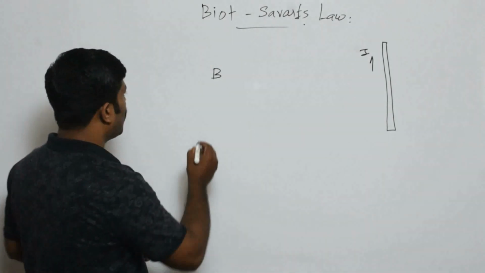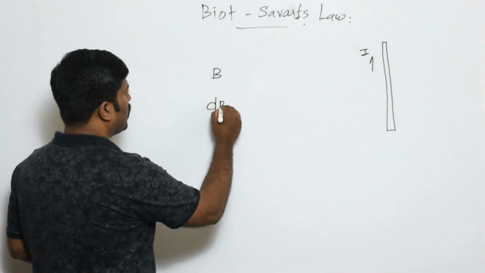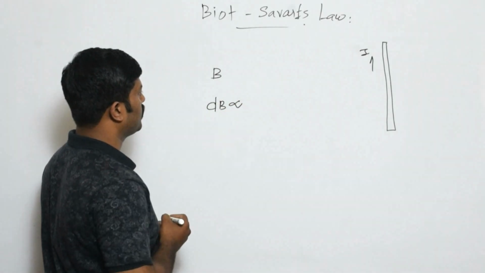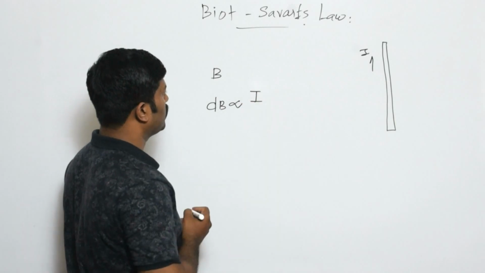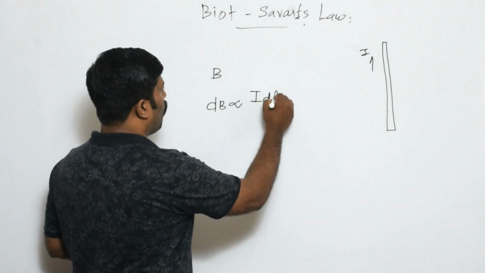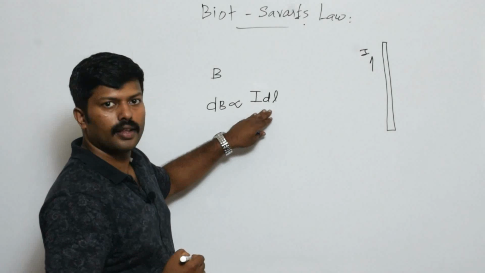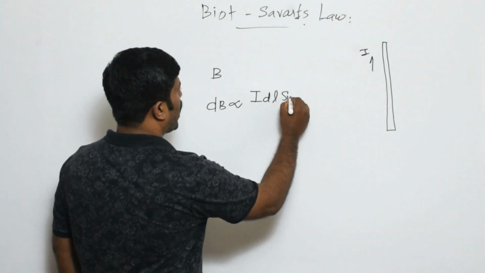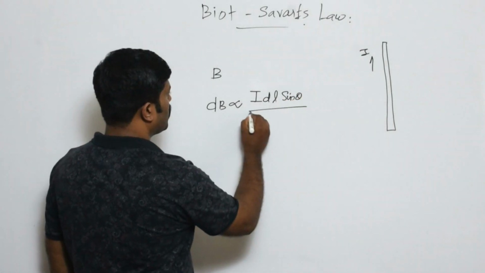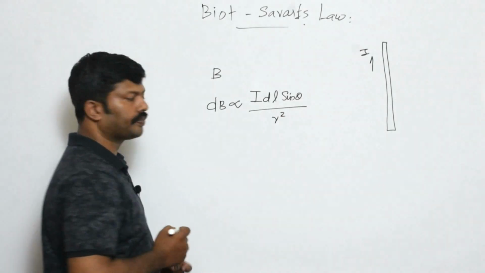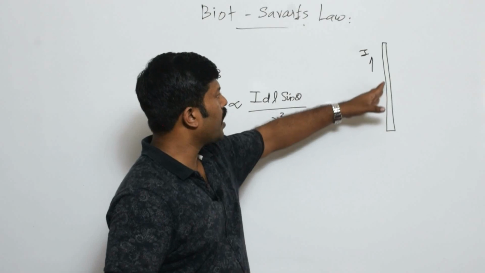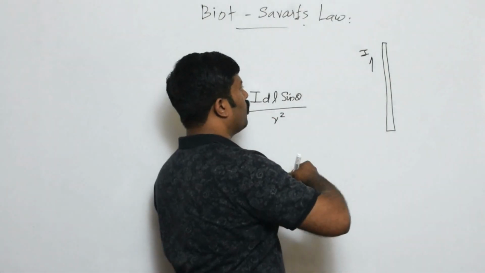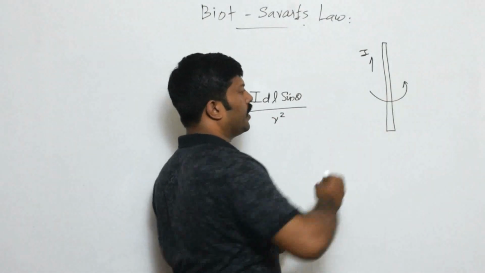Biot-Savart's law states that the magnetic field is directly proportional to the current, the differential element dl, and the sine of the angle theta, divided by r square. So let me explain what this is. The conductor is carrying current, and the magnetic field will be rotating around this.